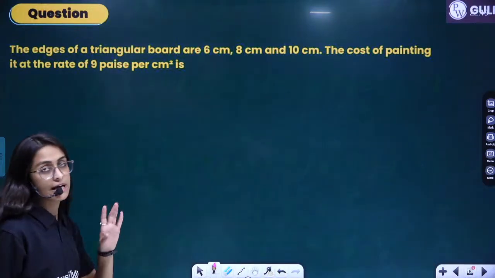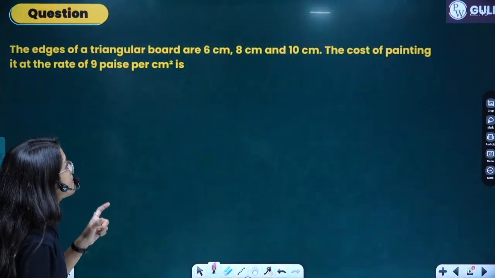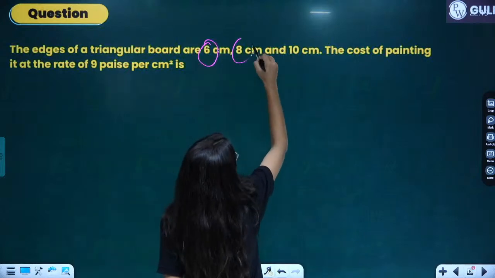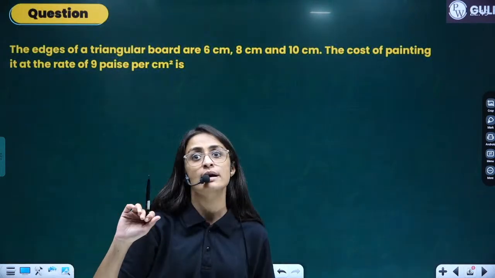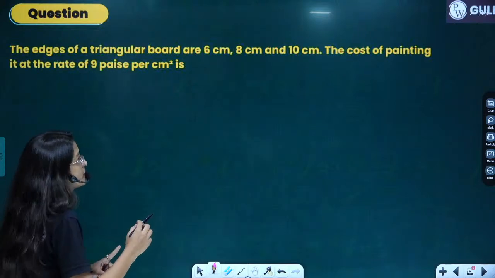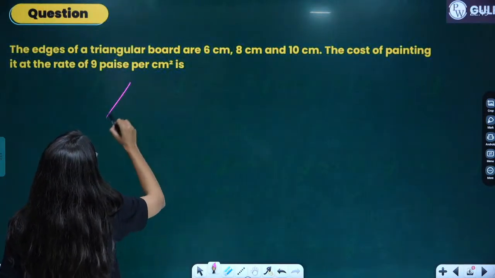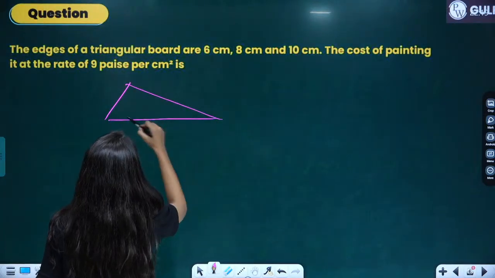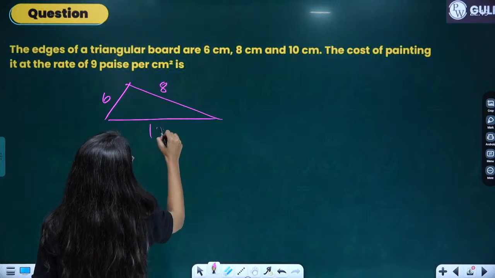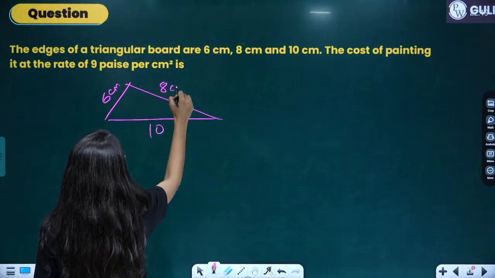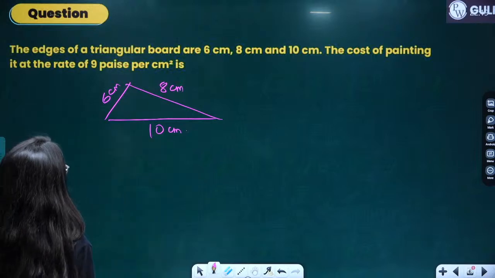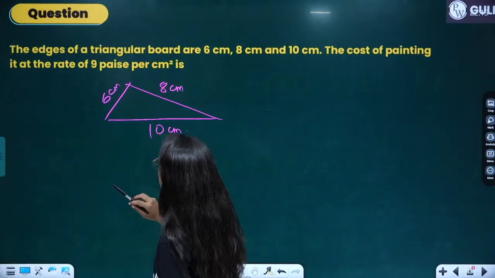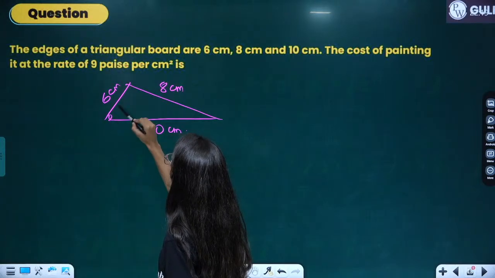See, I'll give you the hints for this one. This is very easy. Why am I telling you that this is easy? Because the numbers are smaller in this case. I won't be solving this in today's class. You have to do this by your own. Just write down the hints along with me. See, the edges of a triangle are 6, 8, 10 centimeter. The cost of painting it at the rate of 9 paise per centimeter square is, we have to paint this, right?